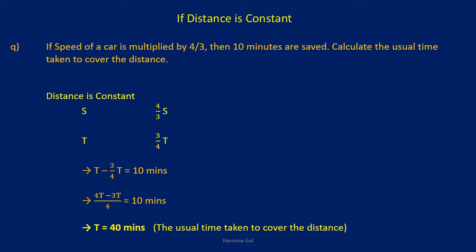And if we simplify it, we're going to get 40 minutes, which is the usual time taken to cover the distance. And our new time would be, that is, if we increase the speed by 4/3, then we'll cover the same distance in 30 minutes, that is in half an hour, right?